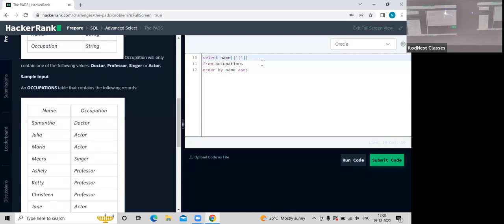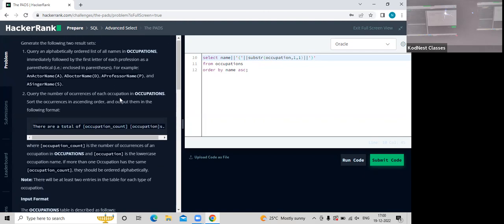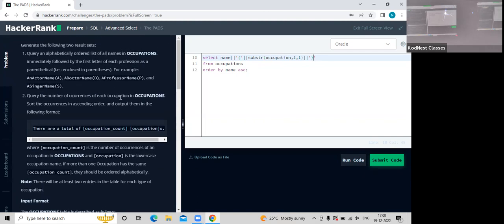That is why I will tell substring, from the occupation column, extract the first character, and concat this with the parenthesis. That is how it should be present. So now probably, I know there may be something wrong, but according to the expectation, maybe we have just written it approximately.